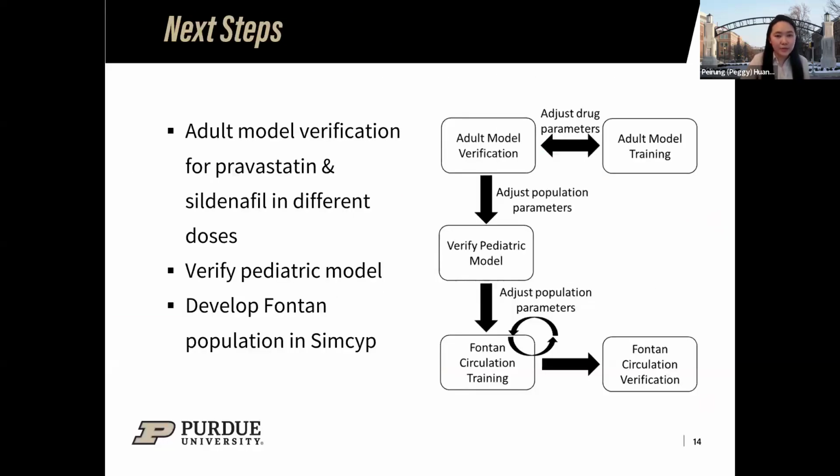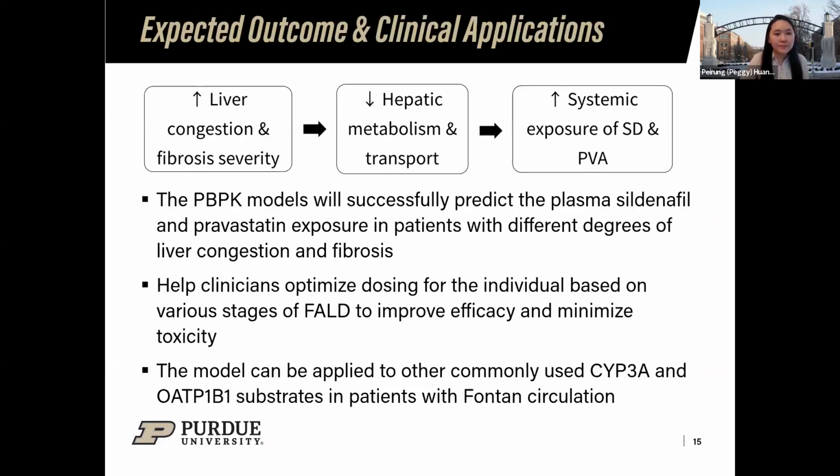The next step is that we want to simulate different dosings of pravastatin and sildenafil, and then simulate into the pediatric healthy population, and then develop the Fontan population in Simcyp. So we expect that as the degree of liver congestion and fibrosis severity increases, it will lead to decreased hepatic metabolism and transport, leading to increased systemic exposure of sildenafil and pravastatin.